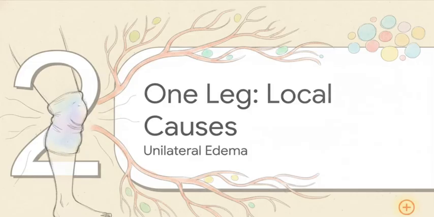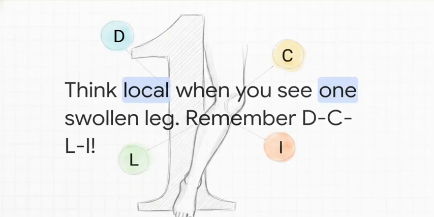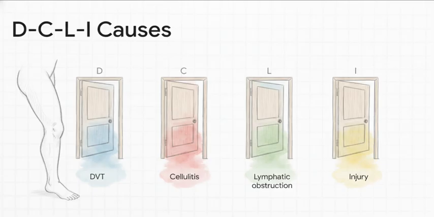Moving on to Section 2, one leg, local causes. Okay, so when you see just one swollen leg, I want you to immediately think of 4 letters, DCLI. This simple little acronym is going to save you so much time. It perfectly categorizes the entire differential diagnosis for a unilateral swollen limb. Let's break those down, shall we?